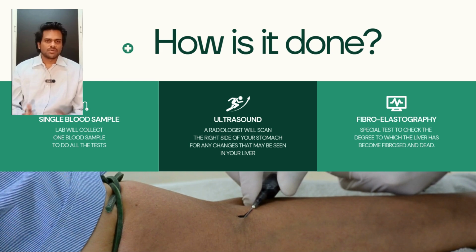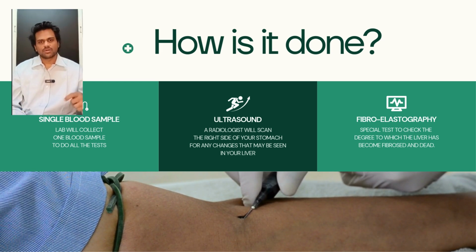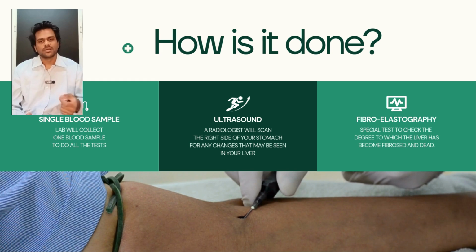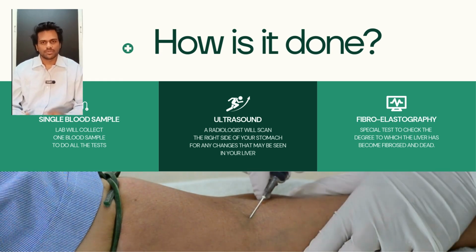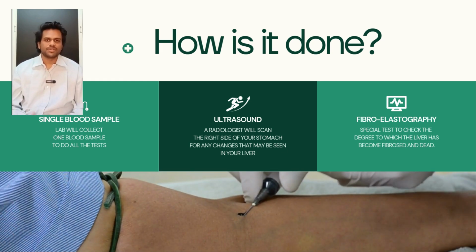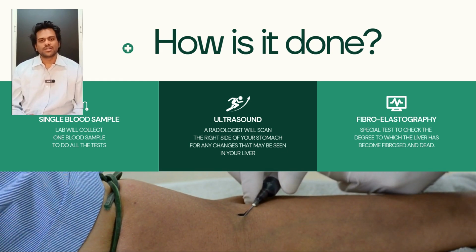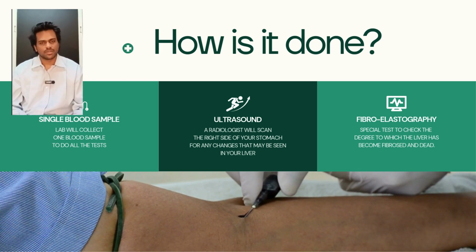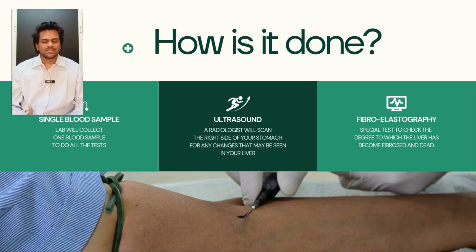Other than this, the ultrasound is a simple scan in which a doctor will hold a probe to your stomach and just roll it over your stomach and check whether they can see anything wrong with your liver. And lastly, there are also advanced scans like fibroelastography, which tell us how much of your liver has become hard or fibrotic, which is another sign of damage to the liver. So by and large, these are the three ways.